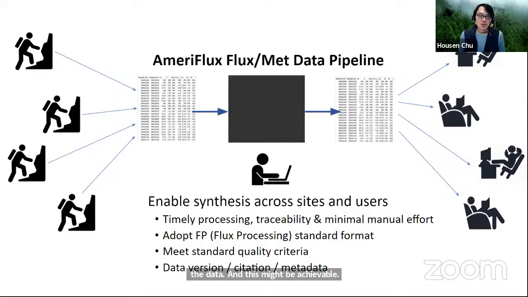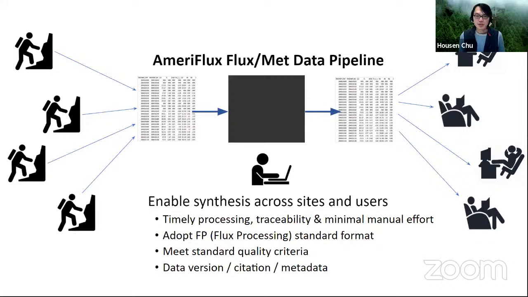That's why in the last couple of years, the AmeriFlux Management Project team has been working hard to build a new pipeline, which we call the AmeriFlux FLUXNET data pipeline. The idea is to enable synthesis across many sites and many data users. A couple of important features for this pipeline: we need to be able to process the data in a timely manner, with traceability, of course, but also minimize human effort as much as possible, because we're dealing with a new reality.